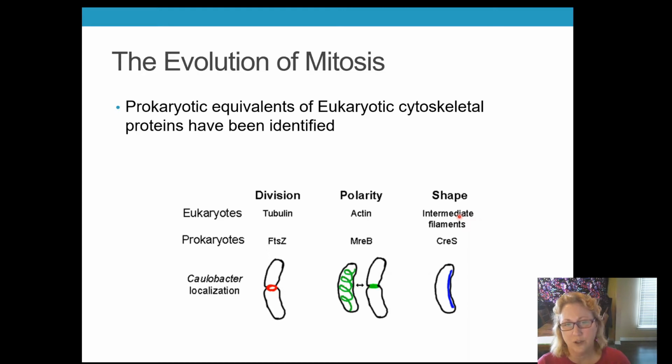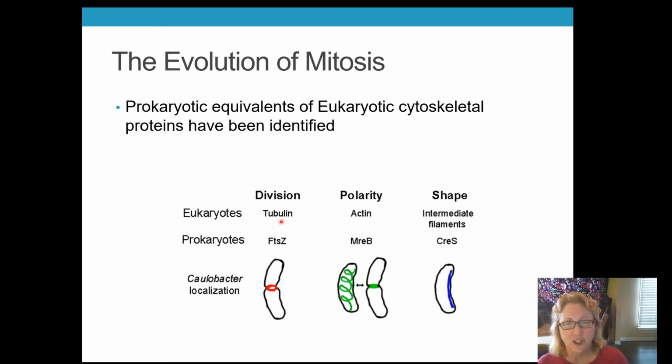So if we search bacterial genomes and ask, do they have equivalent genes to this? Before this, we didn't really think that prokaryotes had a cytoskeleton, but do they have the genes and therefore a protein that is related to the eukaryotic cytoskeletal proteins? And the answer is yes for all three.